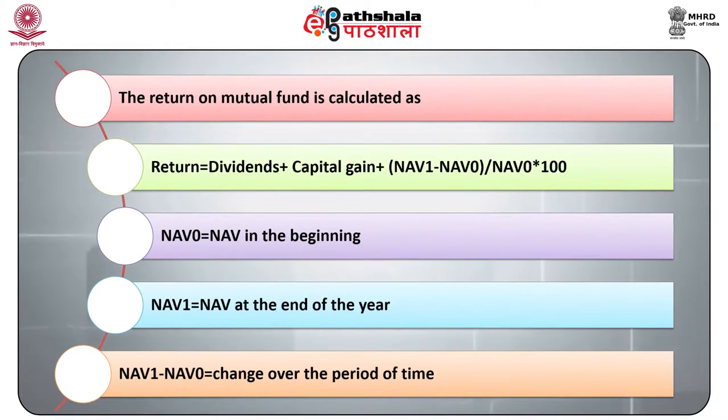It depends on the type of the fund whether the fund gives more income or more capital gain. Like in the case of income oriented funds, we would expect much higher dividend income than the capital gain distributions. The return on a mutual fund is calculated as: return is equal to dividend plus capital gain plus NAV1 minus NAV0, whole divided by NAV0, into 100. NAV0 is equal to NAV in the beginning. NAV1 is equal to NAV at the end of the year. NAV1 minus NAV0 is equal to the change over the period of time.